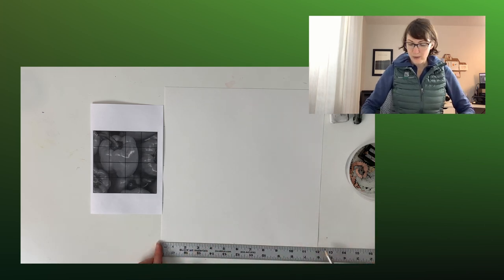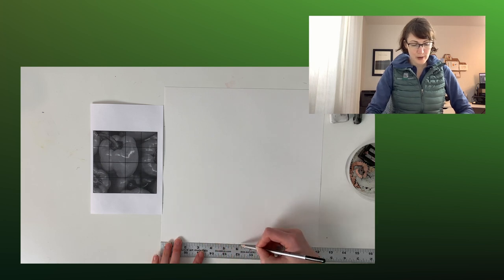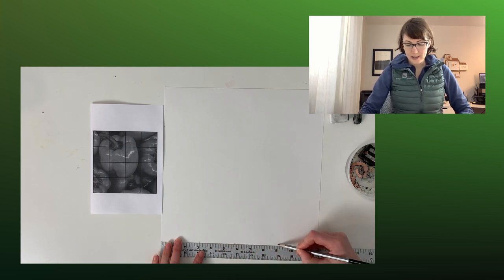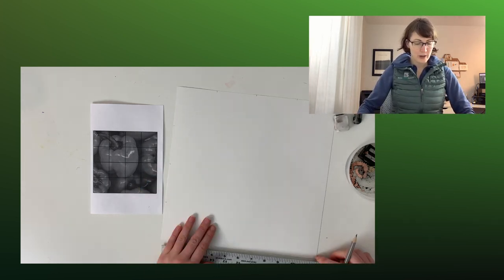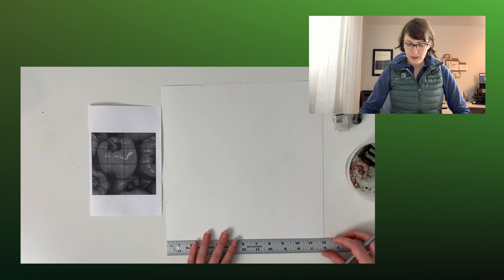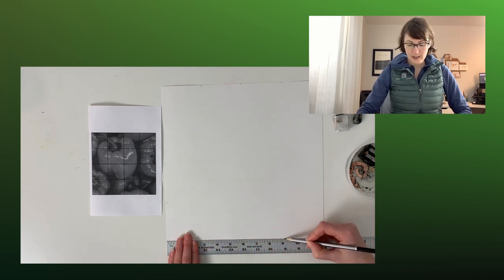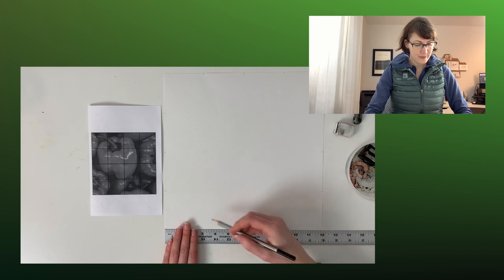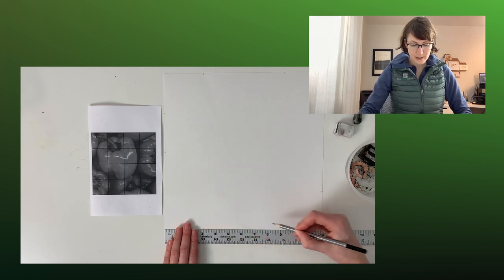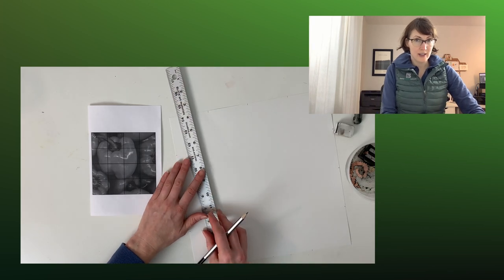Line it up so the edge of the ruler and the 12 are on the edges of your paper. Make a mark at the 3, the 6, the 9. So 3 marks on each side. There we go. 3, 6, 9. And finally, the last side. 3, 6, 9. Now I can use my ruler to connect those lines.